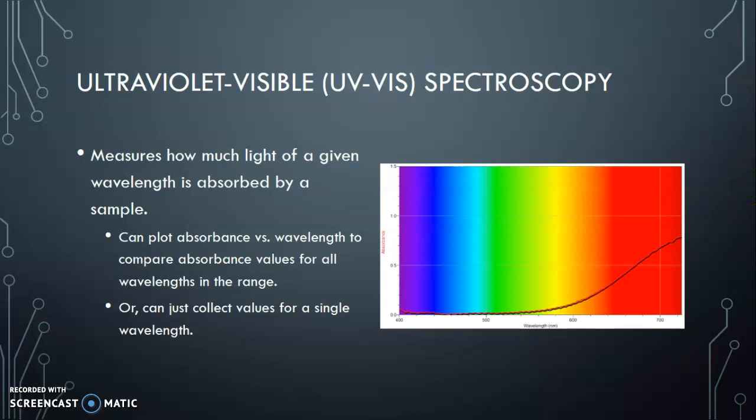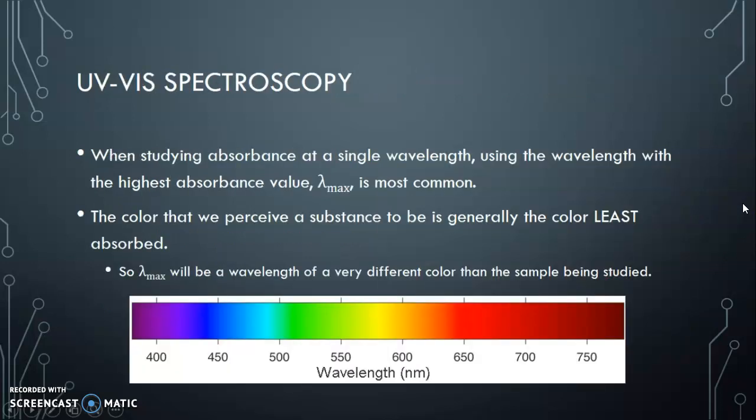Or what you're going to be doing in the lab is collecting values for a single wavelength. So you're going to see how one wavelength changes, moves up or down in absorbance with different concentrations. So when you're studying absorbance at a single wavelength, you usually want to use the wavelength of maximum absorbance, lambda max, or at least one that is relatively high. So when choosing a lambda max, usually you want to look at that graph that we were just looking at on the last slide and choose your wavelength from there.